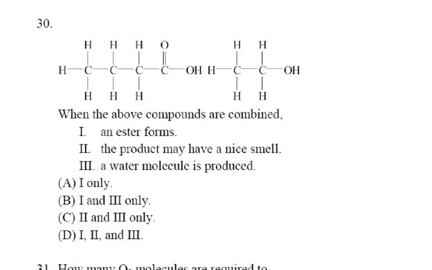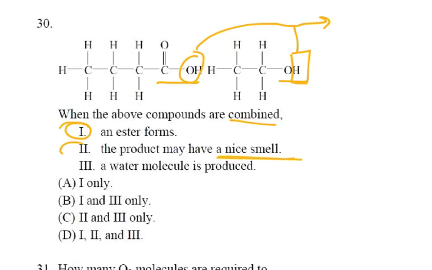30. When the above compounds are combined, okay, what happens? Well, you can see we have a C double bond O, OH, that's an acid, and we have an OH, that is an alcohol. So when we put these together, we're going to take the OH here, and remember from the alcohol, we're going to take the H that's connected to the O, those two form water, and the other two pieces we would have to put together will get an ester. So when these are combined, an ester forms, that's good. The product may have a nice smell, that's classic for esters, and a water molecule is produced, that's true. So the answer is 1, 2, and 3, all those are true.